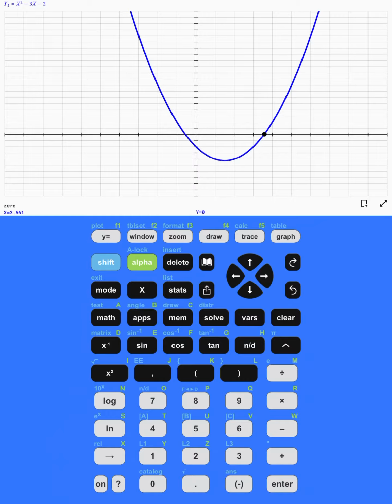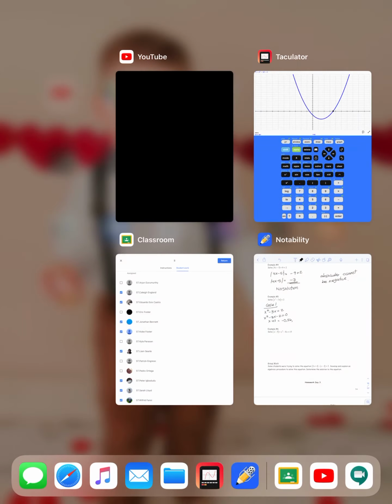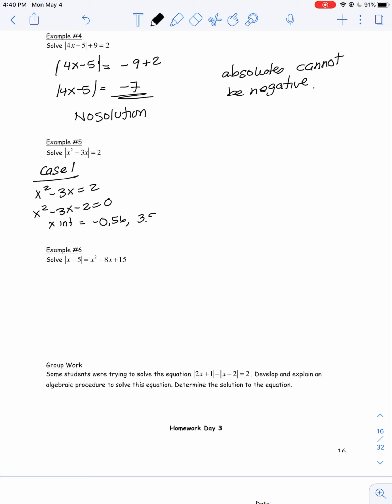And the second one, second trace, number 2, go to the left side of that x-intercept, that's the left bound. Then the right bound is here. Enter, enter. You get 3.56. So those are your two possible x-intercepts. Now we're going to do case 2. So don't forget that you need to do case 1, case 2.